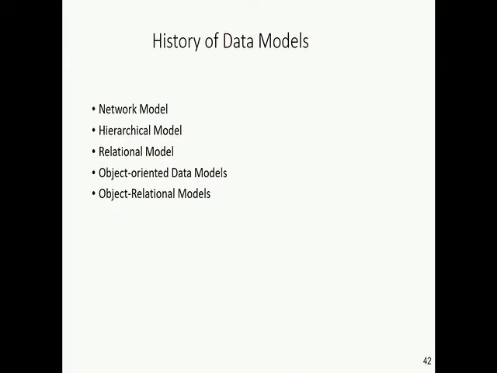So just a real brief history. We've kind of talked about these in general, but just to cover it in a little bit more detail and kind of put them in sequence. Right? So we'll talk about network, hierarchical, the relational, object-oriented data, and then the object-relational models.